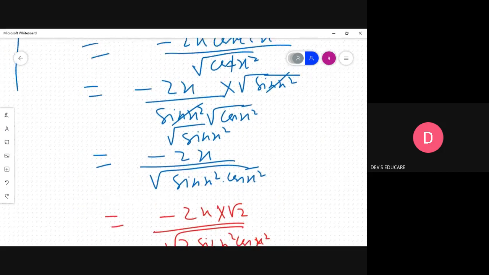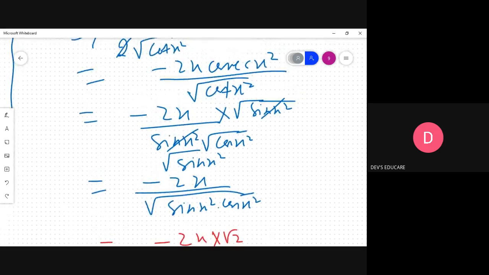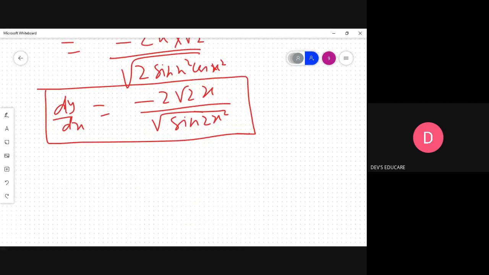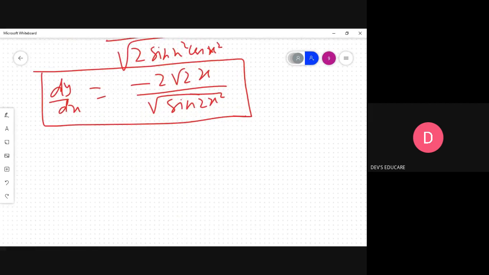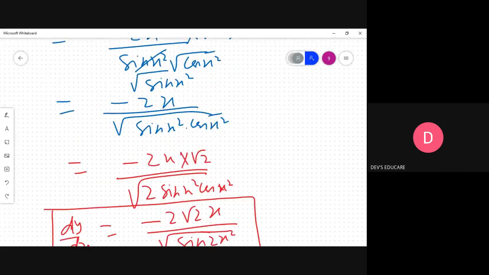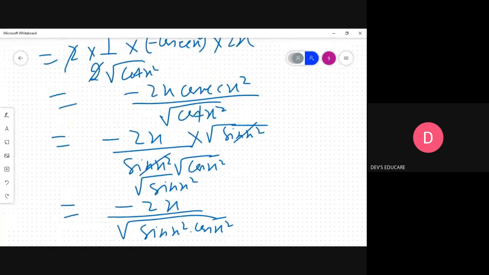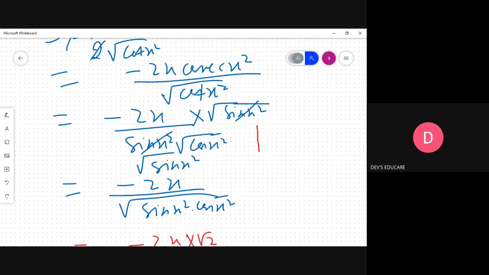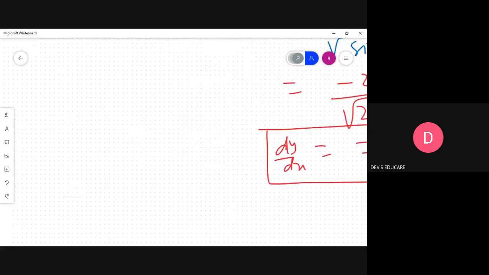No, no. This will be the correct answer. Previously, it was the same answer in the NCERT, and now it has been changed to root over. That could be the printing error. Root sin 2x square will be there only. However, we can leave the answer here also, right? But we should simplify as far as we can. Try to write the answers in simplified form as per the NCERT.